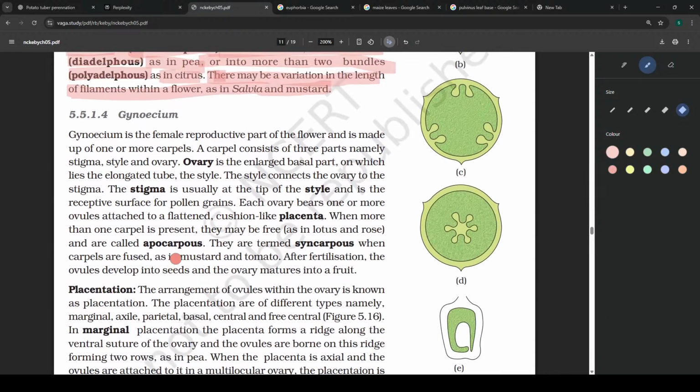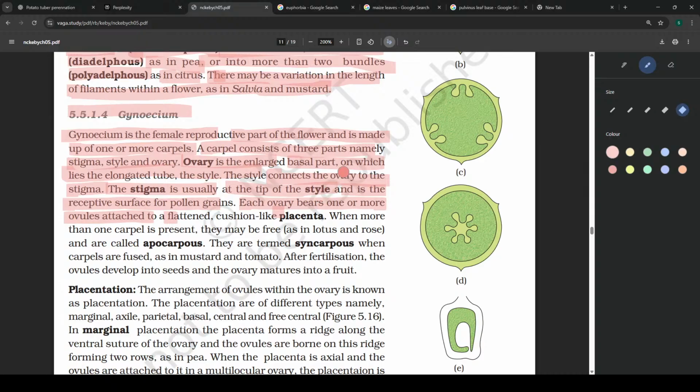Let's go to the next main topic, that is gynoecium. Gynoecium is the female reproductive part of the flower, and it is made up of one or more carpels. A carpel consists of three parts, namely stigma, style, and ovary. Very basic knowledge. Ovary is the enlarged basal part on which lies the elongated tube. The style connects to the ovary, and the stigma is usually at the tip of the style and is the receptive surface for the pollen grains. Each ovary bears one or more ovules attached to it.